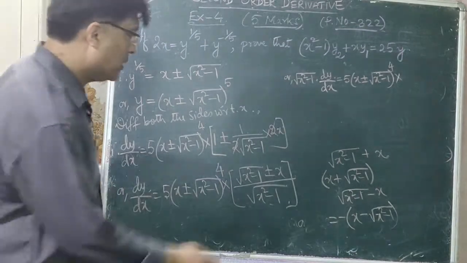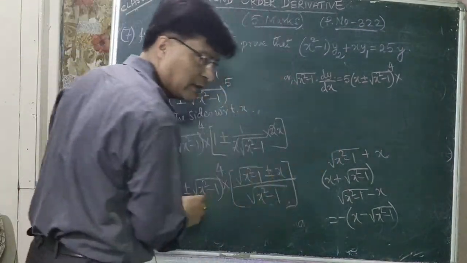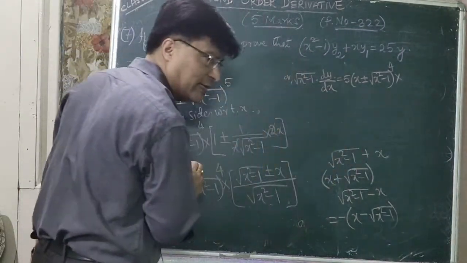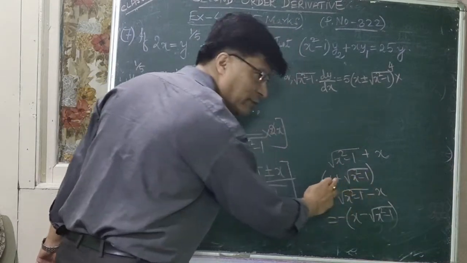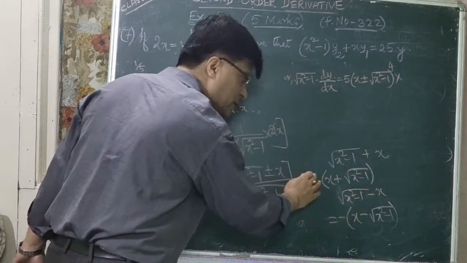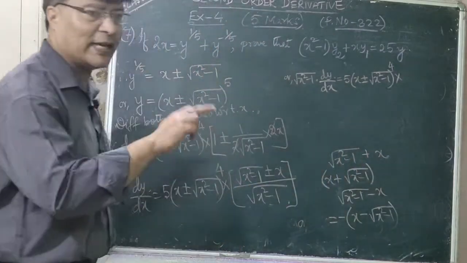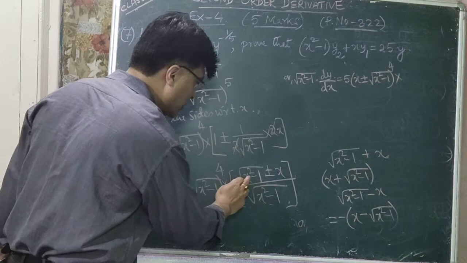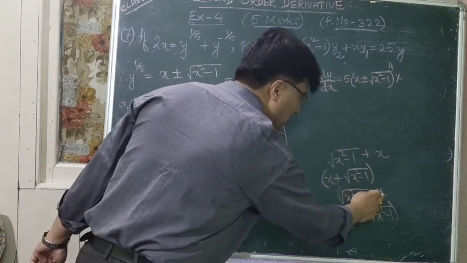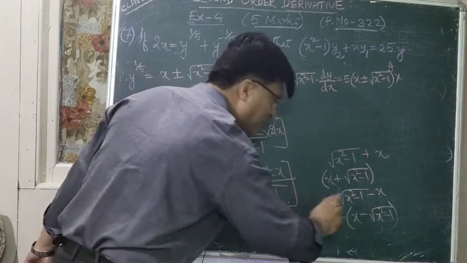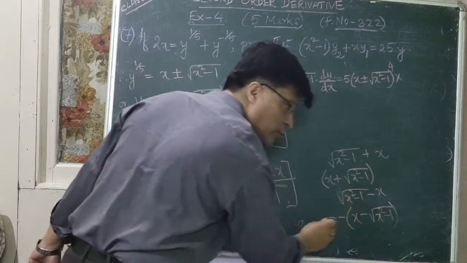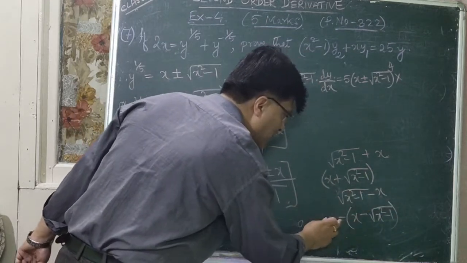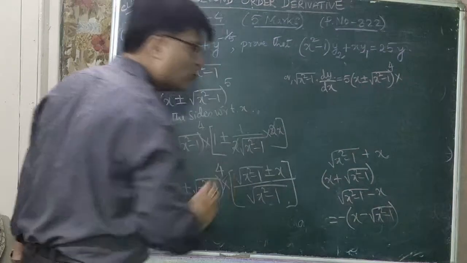Is that clear? If it is only plus sign, then we can write here within bracket, you can write x first then plus root over x square minus 1. That is a plus b is equal to b plus a. But if there is minus sign, if you write root over x square minus 1 minus x, then in order to write x first, you take minus common. So within bracket, what do we get? Minus into minus plus x, minus into plus is minus root over x square minus 1.